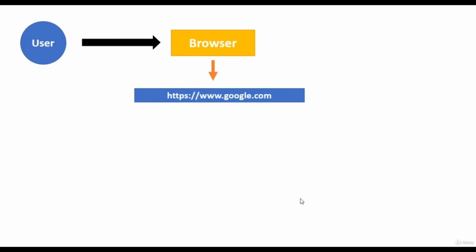So what happens is, when the user opens the browser, enters the URL and presses enter, a request is sent to the DNS server. Now what is a DNS server? DNS server is domain name server. So www.google.com is our domain name. Now www.google.com is not the actual address of Google. The actual address of Google is some IP address behind this domain name.